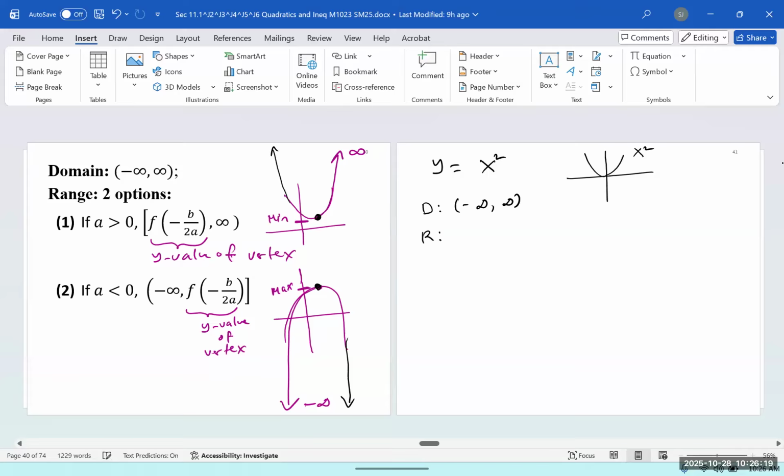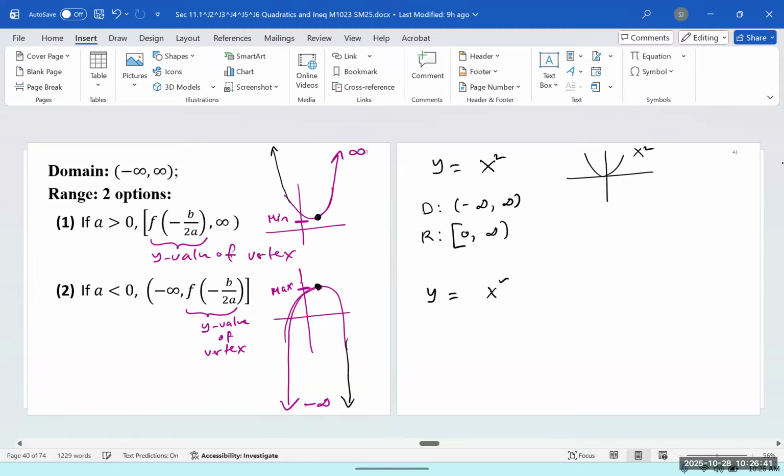However, the range depends on the y. So in this graph, what is the smallest y value you see? 0. And what's the highest y value you see? Infinity. 0 gets a bracket because it's a number, and infinity gets a parenthesis. On the other hand, let's say you have this.